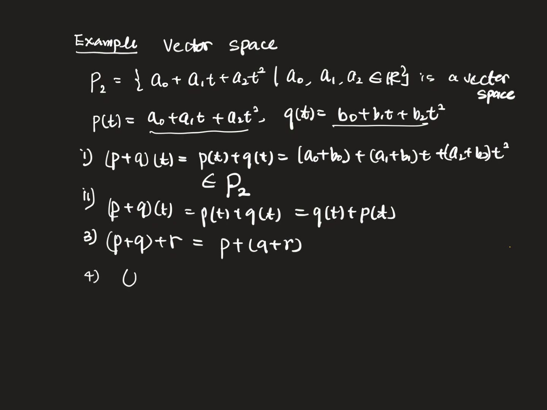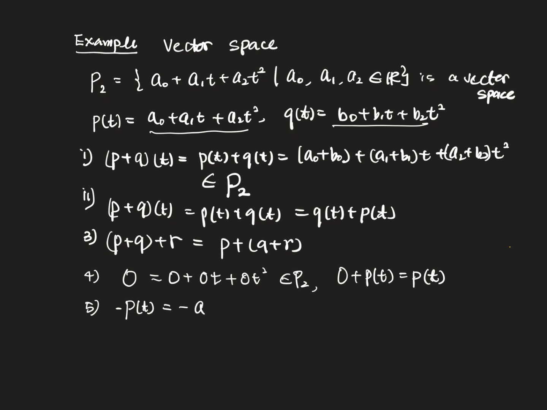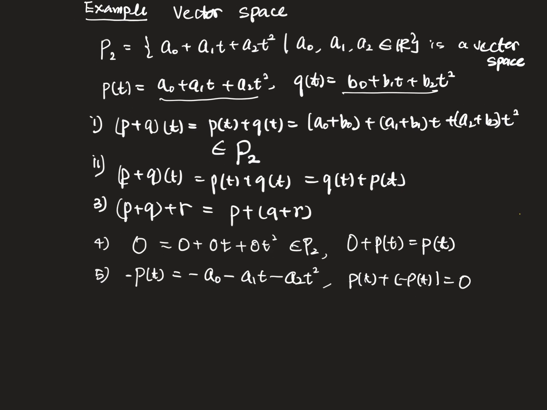Number 4, we have to find the zero polynomial. How can we find the zero polynomial? It is 0 plus 0t plus 0t squared. So that's the zero polynomial. Of course, this one is in P2. Also, 0 plus p(t) is going to be p(t). Guys, make sense? Okay, number 5, the negative polynomial. Given p(t), negative p(t) is going to be negative a0, negative a1t, negative a2t squared. p(t) plus negative p(t) is always the zero polynomial. That's obvious, right? Now, this is all the addition properties.